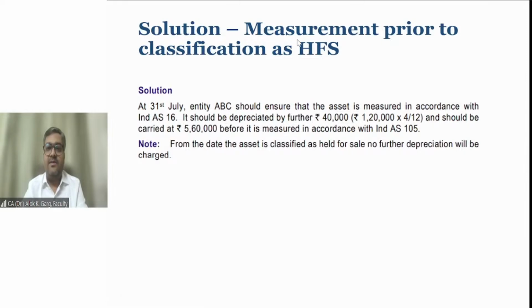Please see the answer. At 31st July, entity ABC should ensure that the asset is measured in accordance with Ind AS 16. It should be depreciated by a further 40,000 and should be carried at 5,60,000 before it is measured in accordance with Ind AS 105. From the date the asset is classified as held for sale, no further depreciation will be charged. Right?